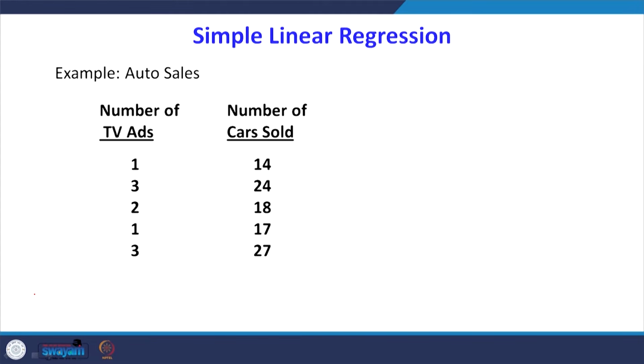In this, the dependent variable is the number of cars sold. Generally, we call y the dependent variable. The independent variable is x, that is nothing but the number of TV ads. So, we have to know the effect of the number of ads on the number of cars sold. Generally, what is the perception? When the frequency of ads is more, there will be more sales.